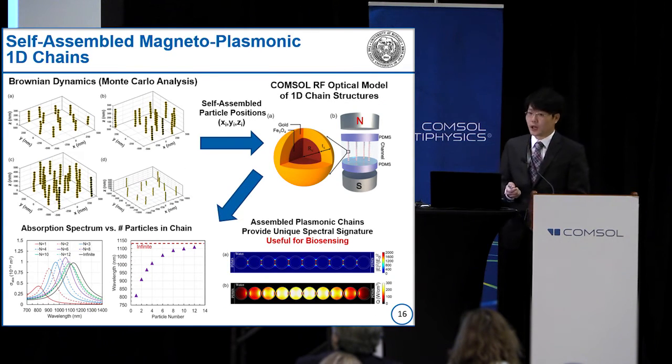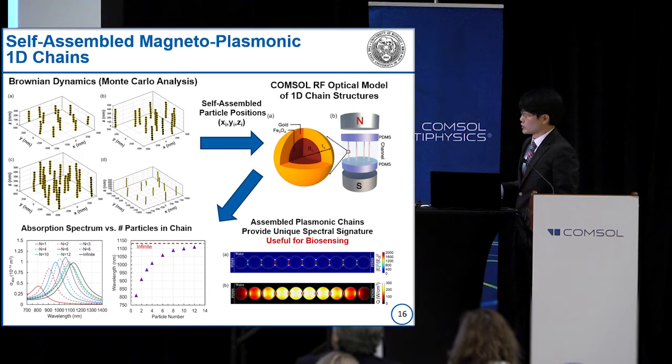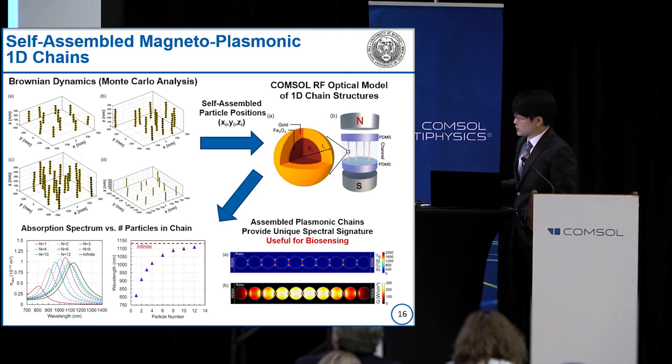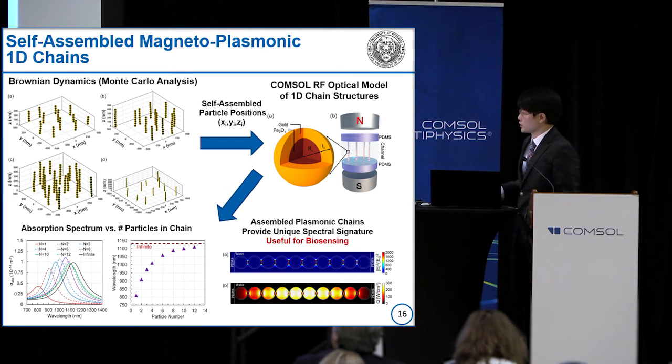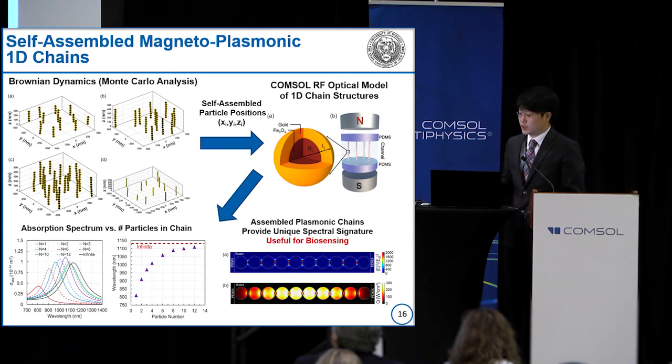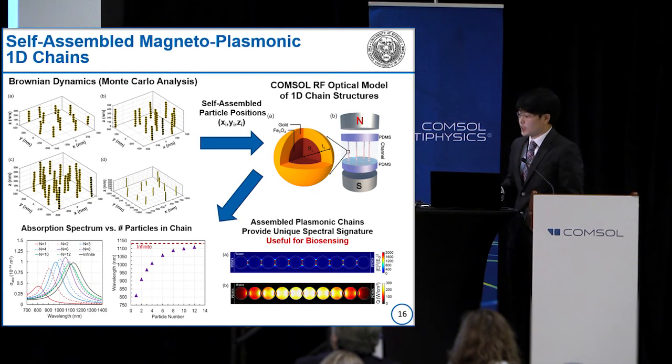Similarly, we use the same MATLAB code to study the self-assembly behaviors of single chain structures based on the same magnetic plasmonic nanoparticles. We extract positions and load them into a COMSOL model to perform the study on the optical behaviors. We study the correlation between the absorption spectrum and the particle number in the chains. We also found those chains can not only concentrate the electric field strongly in those nano gaps, they can also concentrate the heat at the center of the chain.